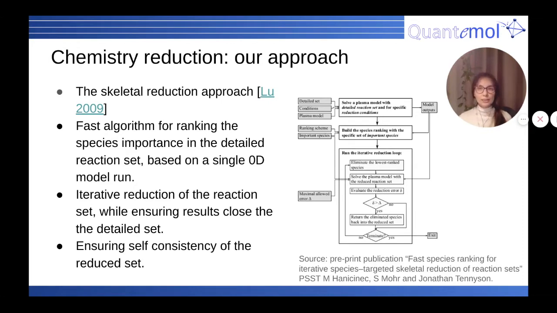After this first run, the algorithm ranks species, and then proceeds to iteratively remove the lowest ranked species, comparing the results with the initial model output to ensure that the results with and without the species are very close to each other. If the error induced by removal of a species is too high, it is re-added to the model. The advantage of this scheme is that it ensures self-consistency, and it can be very efficient, which I'm going to show you in the next example.